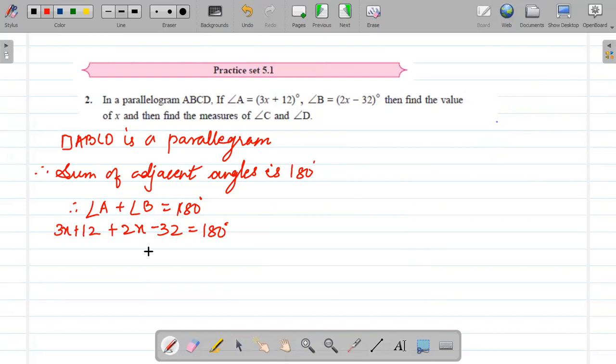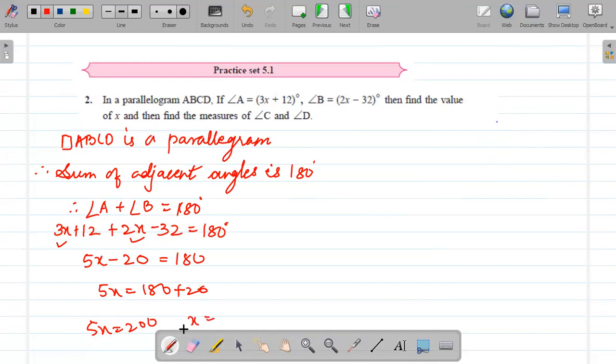What will be the next step? We just have to combine the like terms and bring x by itself to find the value of x, right? That's how we solve this equation. Combining the like terms, 3x plus 2x will be 5x, and then we have 12 minus 32, which will be negative 20, because we give the sign of the greater number, 32. This is equal to 180 degrees. So we have 5x equals 180, and this negative 20 shifted to that side becomes a positive. So we have 5x equals 200. So x equals what?